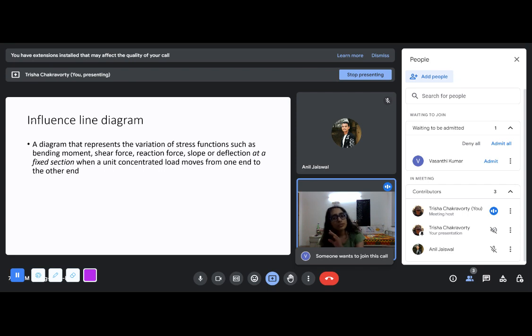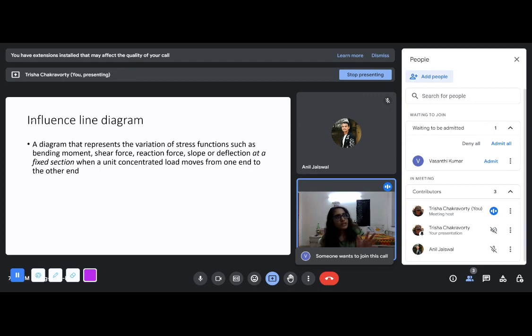The difference between an influence line diagram and a bending moment and shear force diagram is that in a bending moment and shear force diagram, we study the variation of bending moment or shear force along the section of the beam. As we draw the diagram along the line of the beam, the section of the beam is changing. But here in an influence line diagram, we fix one section. Suppose we are only looking at the midpoint, but the position of the force varies.